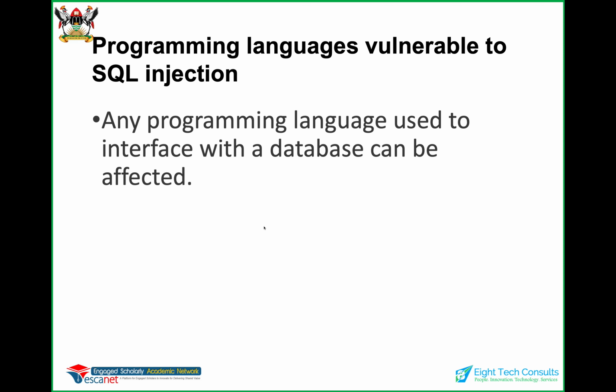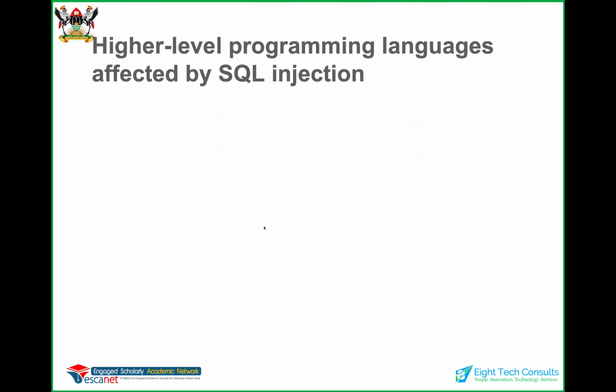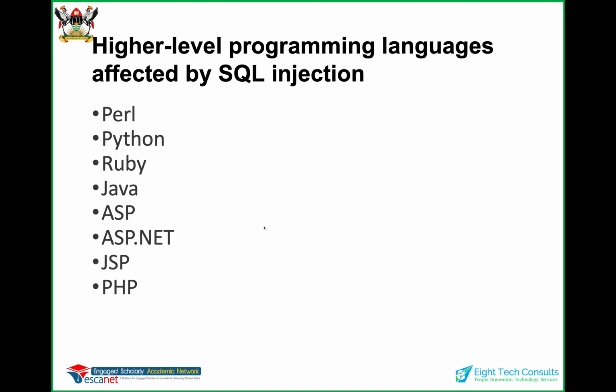So here is a list of programming languages that are vulnerable to what? To SQL injection. There is a conclusion that says any programming language used to interface or communicate with the database can be affected by SQL injection. And the higher level programming languages affected so far are as follows: Perl, Python, Ruby on Rails, Java, ASP, ASP.NET, JSP, PHP, C Sharp, and Visual Basic.NET.